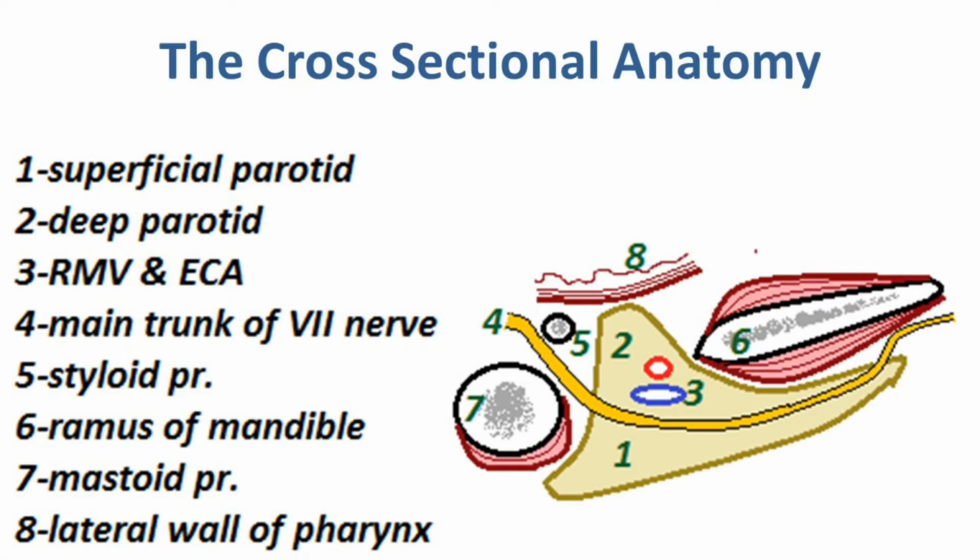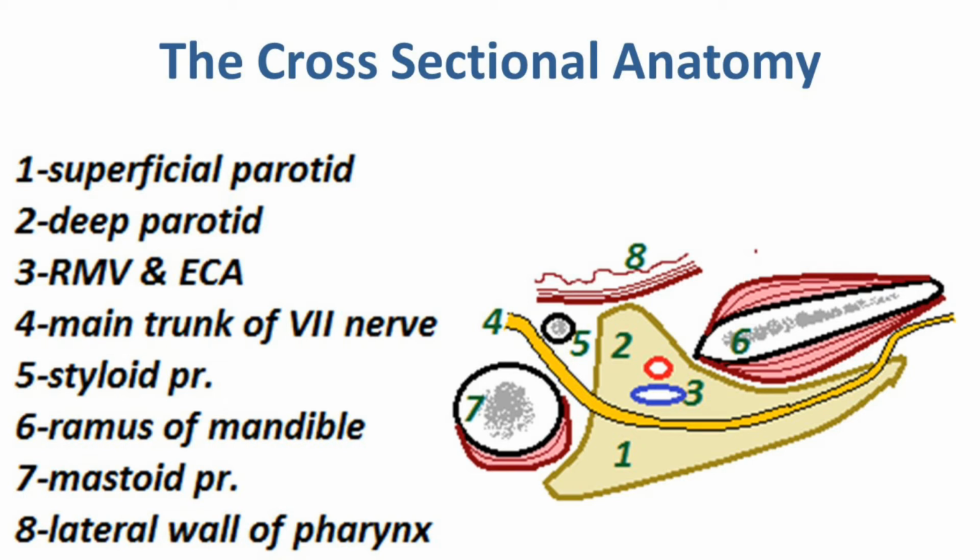You can see the cross-section of the parotid gland on this slide. Here, number 1 stands for the superficial parotid, number 2 the deep parotid, number 3 the retromandibular vein and the external carotid artery, number 4 the main trunk of the facial nerve, number 5 the styloid process, number 6 ramus of the mandible, number 7 the mastoid process, and number 8 the lateral wall of the pharynx.